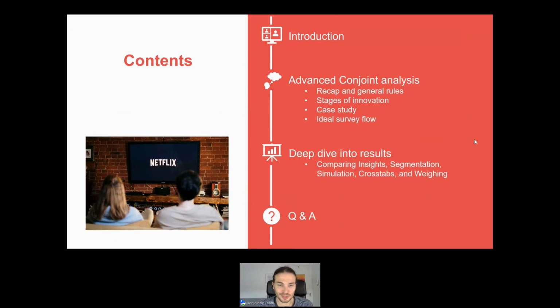So I'll start with a short introduction about Conjointly as well as myself. Just see that as the 30-second pitch meeting. Then I'm going to recap a little bit about what is conjoint analysis, just go over it in, let's say, 3 minutes or less. Then I'm going to dive into the stages of innovation, link it to the Netflix case study, as well as talking about things like ideal survey flow and a deeper dive into the results.